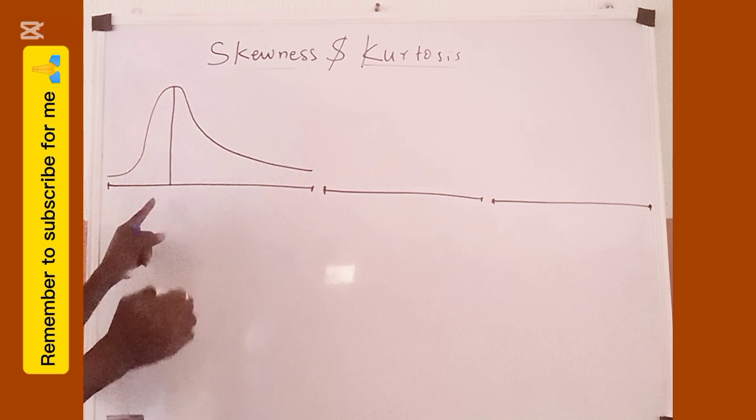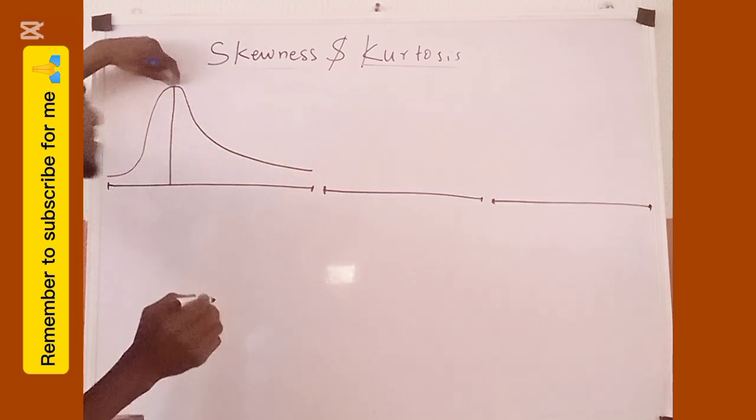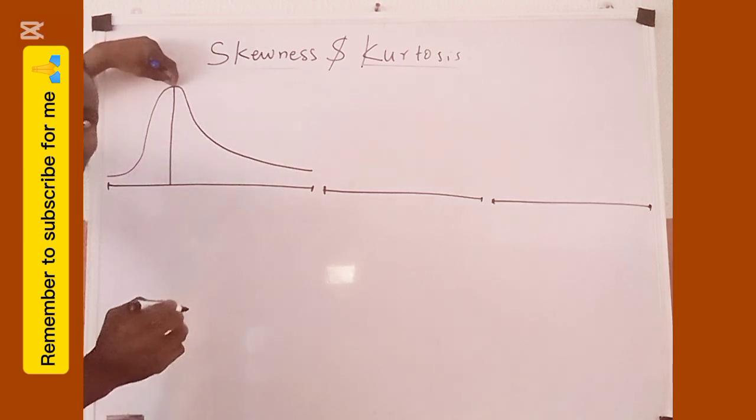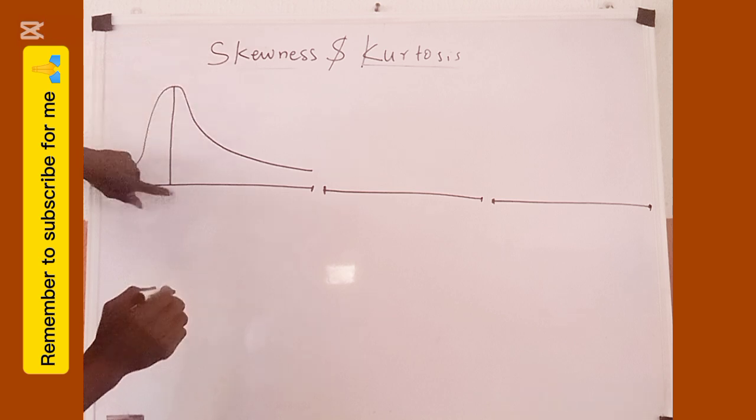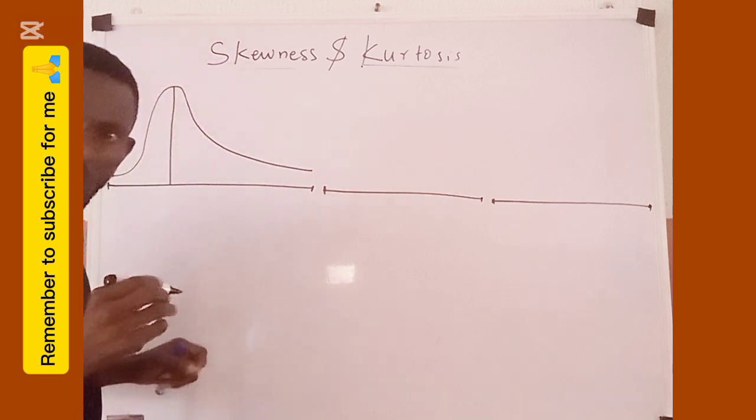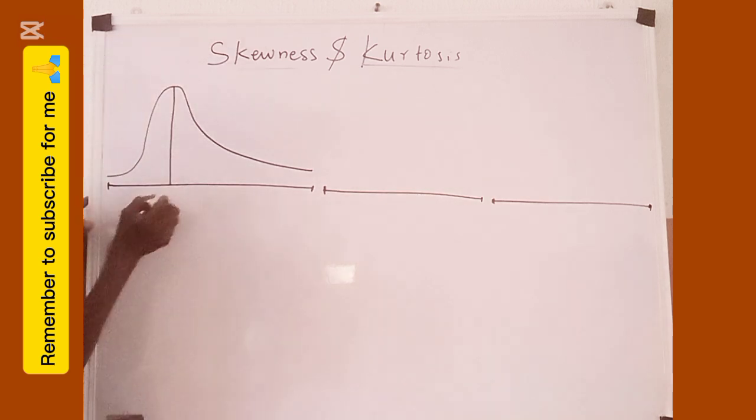This place which you located that agrees or coincides with the highest peak of this distribution is of course what we call the mode. So this place is called the mode. This is the mode.